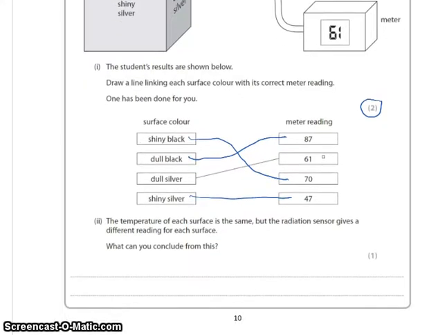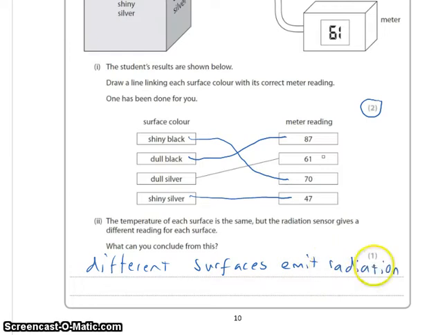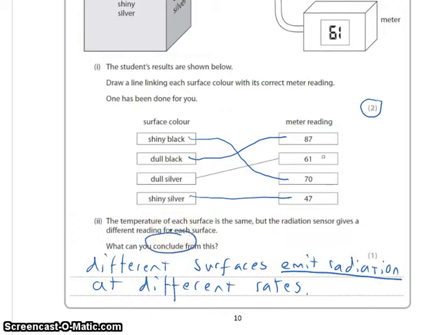Now, the temperature of each surface is the same, but the radiation sensor gives a different reading for each surface. What can you conclude from this? Well, we can conclude that different surfaces emit radiation at different rates. Now, this experiment is all about emitting radiation, and therefore we can write a conclusion about that.